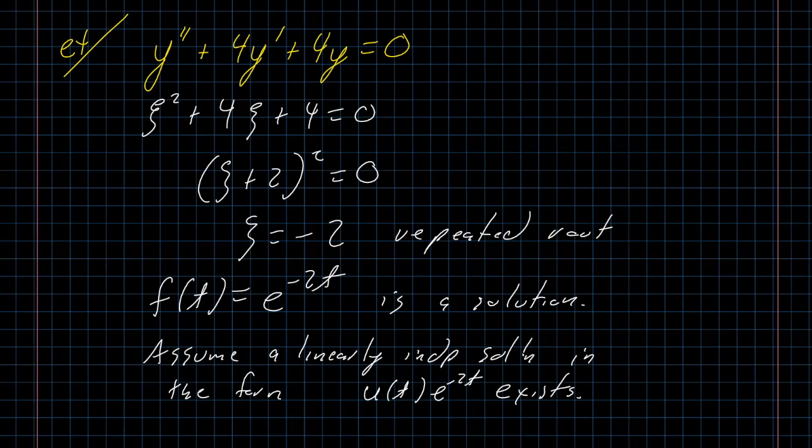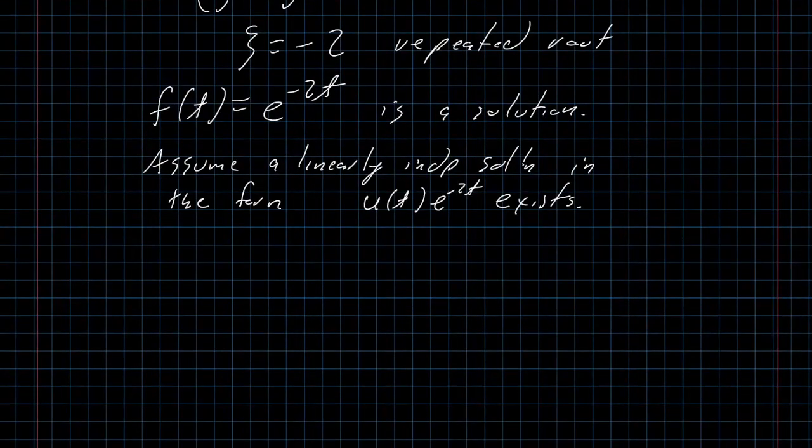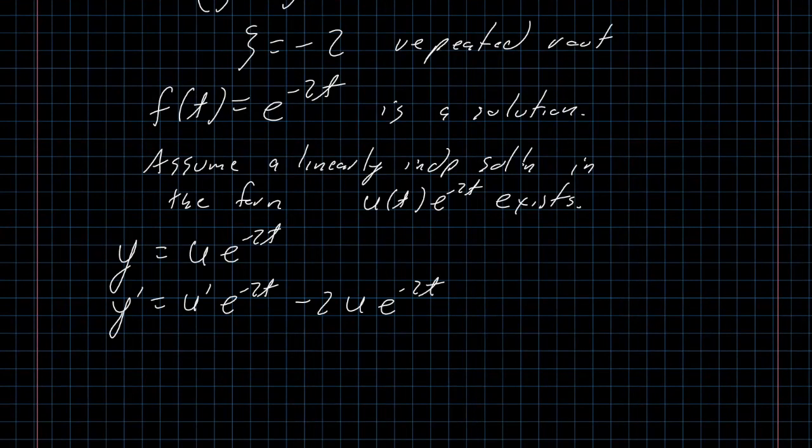So I'm going to assume that there is a linearly independent solution in the form of some u(t) times e^(-2t). I assume that it exists. And if I differentiate and I substitute into this equation, y is u times e^(-2t). So y' is u' times e^(-2t), I guess it'll be minus 2 times u times e^(-2t).